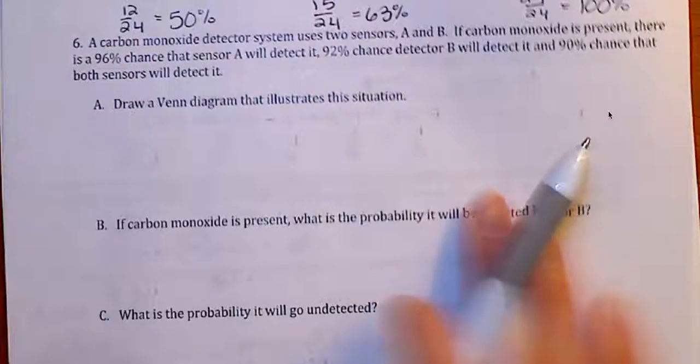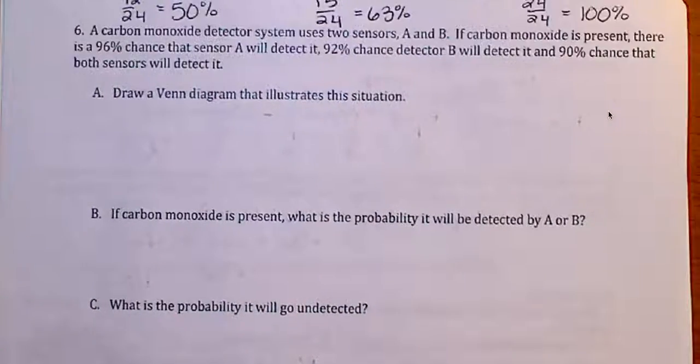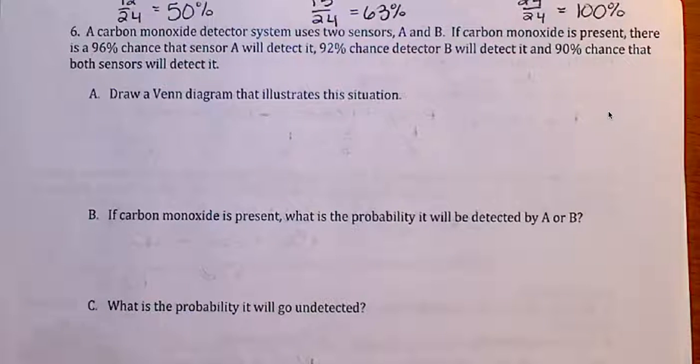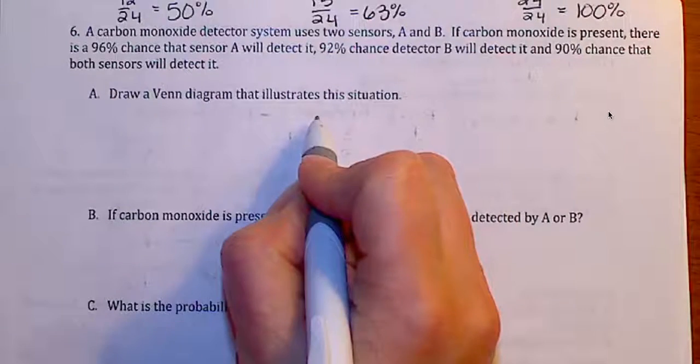All right, next, a Venn diagram. These can be tricky, so you need to be careful. A carbon monoxide detector system uses 2 sensors, sensor A and sensor B. If carbon monoxide is present, there is a 96% chance that sensor A will detect it. There's a 92% chance that detector B will detect it, and 90% that both sensors will detect it. The first part says we're going to draw a Venn diagram that illustrates the situation.